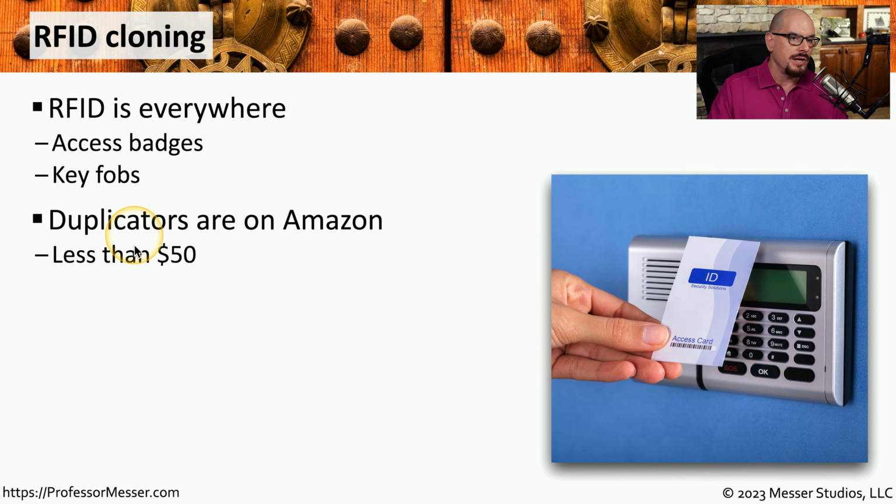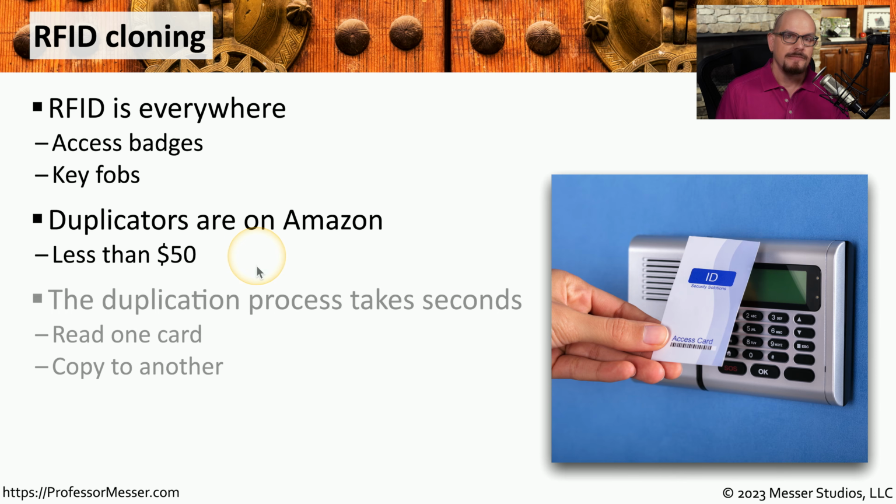You can look on Amazon for RFID cloners, and the duplicators available can be purchased for less than $50 US. This is also a duplication process that happens very quickly. You can simply read one card and immediately copy it to another card in just a matter of seconds.